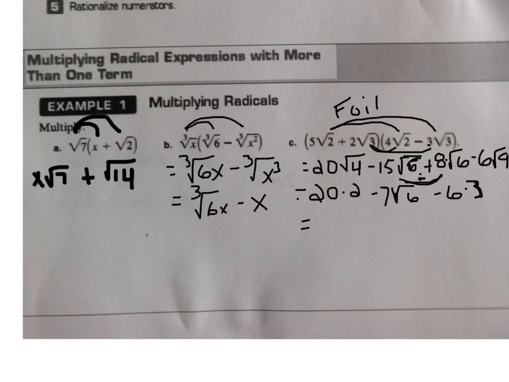Now we're going to do our multiplying. 20 times 2 is 40. We still got minus 7, square root of 6. And minus 6 times 3 is minus 18. And now we're going to add our like terms. We got a 40 and a negative 18. We can add those together to get 22 minus 7 times the square root of 6.